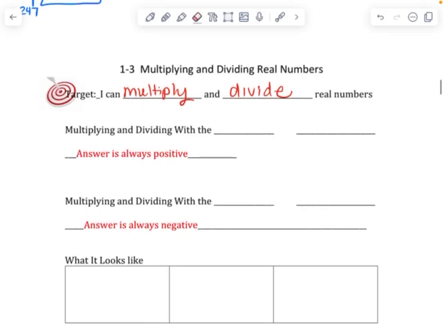Hi, welcome to section 1-3, multiplying and dividing real numbers. The target today is I can multiply and divide real numbers. So please copy those words in.